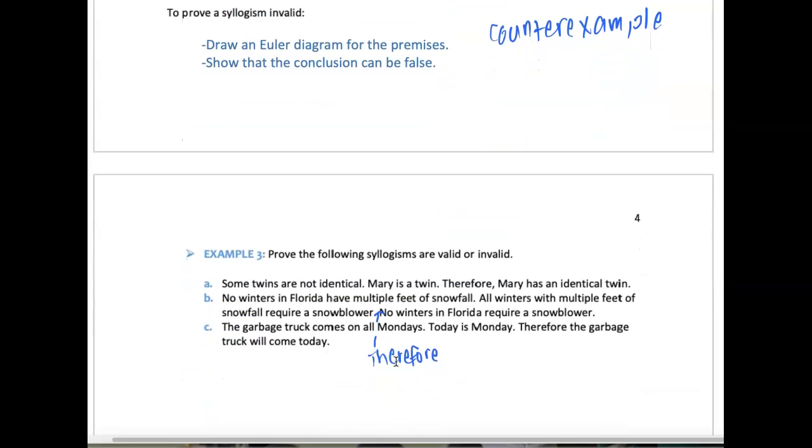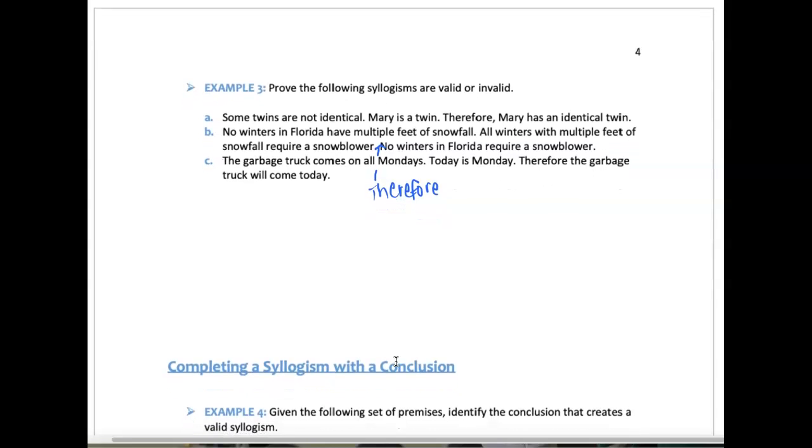Okay, so we have 3 examples here. Example 3, prove the following syllogisms are valid or invalid. So we'll start with 3a right here.